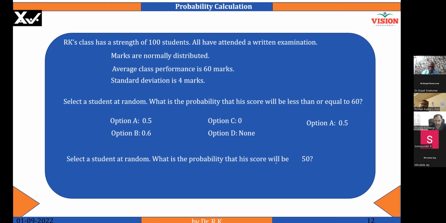Now, select a student at random. What is the probability that his score will be 50? Oh, sorry, greater than or equal to 50. You need an Excel sheet or you can do it yourself? First, tell me that you can do it just like that or you need an Excel sheet.